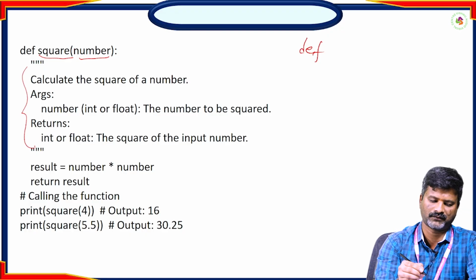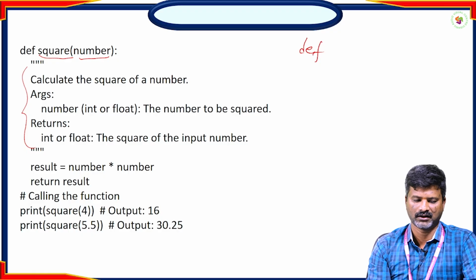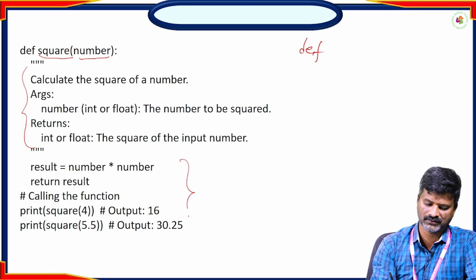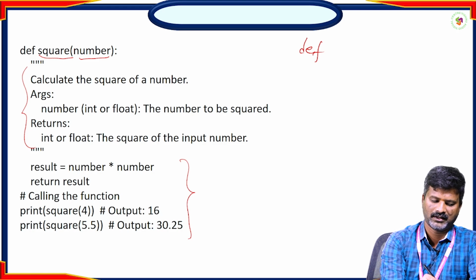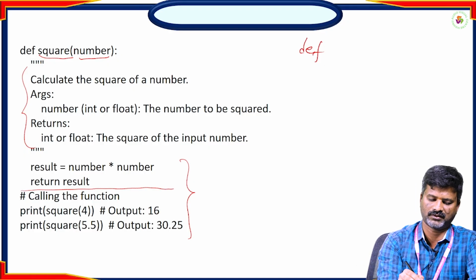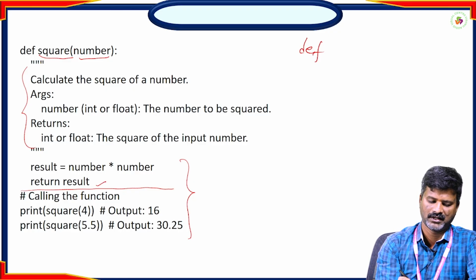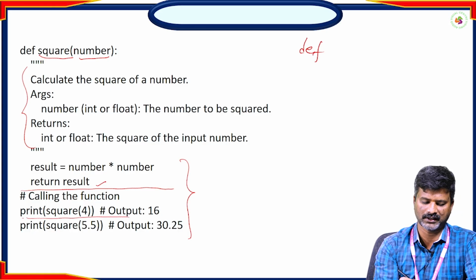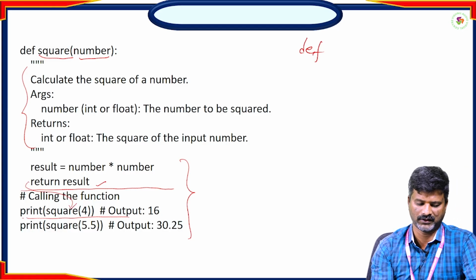Whatever you write between triple quotes or double quotes will not be executed whenever you are calling your function. Only the main logic will be executed. The main logic here is the result, until this definition. The result equals number into number, I am squaring whatever number I am passing to this square, and finally I am returning this result. This result will be returned whenever I am calling this function. So that result value will be returned.